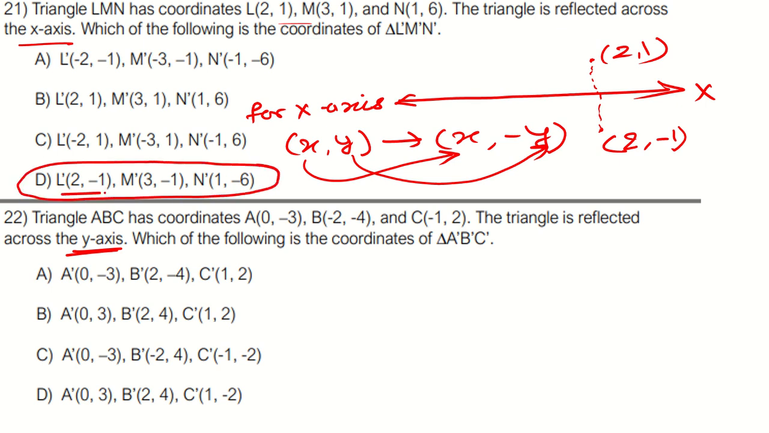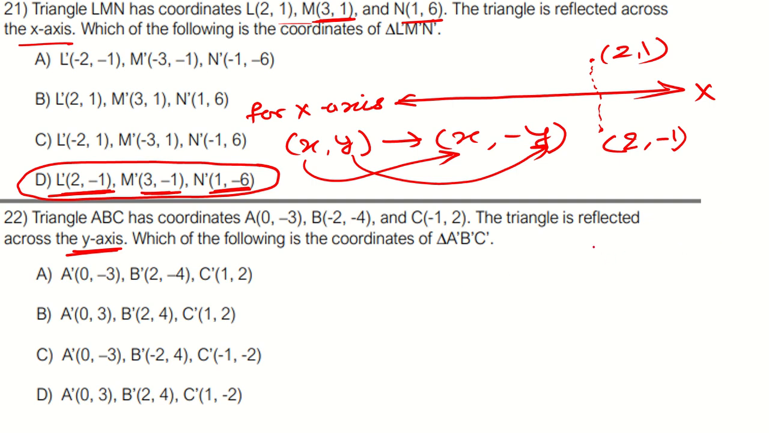You see, just this option is (2, -1). Let's check for others. (3, 1). So its reflection in the x-axis should be (3, -1), because the value of x will be the same, and the value of y will be changed to negative. Then (1, 6). It should be (1, -6). So you can see D is the correct option.